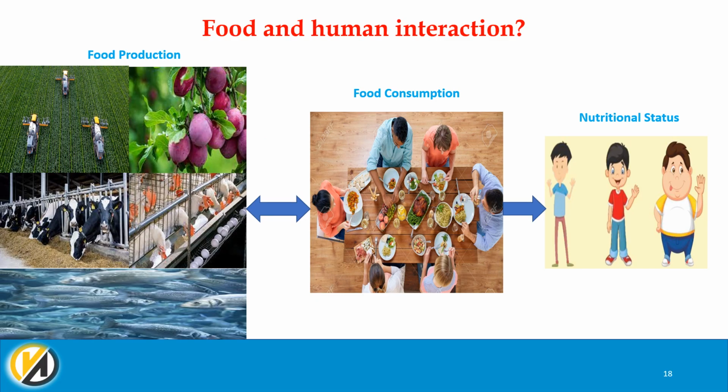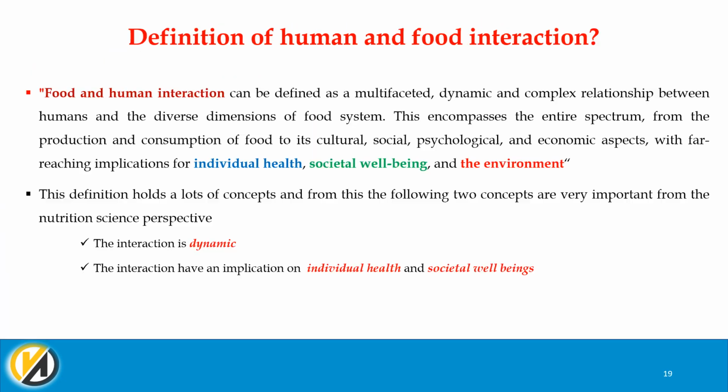Food and human beings interact from the food production stage through to the food consumption stage. In addition, these human and food interactions will have an impact on nutritional status, either positive or negative. But before we delve into that, let us define what human and food interaction means in a broader sense.